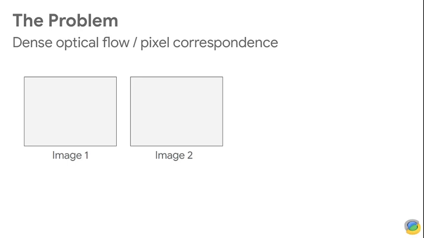The problem of estimating dense optical flow, or dense pixel correspondence, is given two images, image 1 and image 2. You want to estimate for each pixel in image 1 where that pixel goes in image 2. And we represent that with a vector of the relative pixel coordinate. But we estimate that vector for every pixel in the image, giving us a dense flow field.